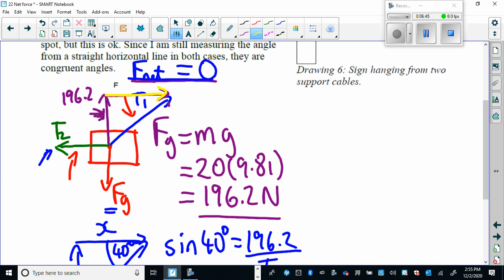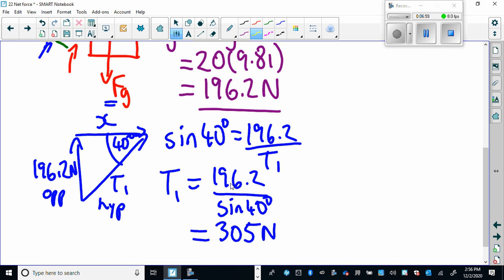In other words, the horizontal component of T1 must be the same as T2, because they have to be equal and opposite so that the sign is not accelerating either to the left or to the right. And that's why I put an X right here, because you can see that that X is actually going to be the same as T2. And now we can again use trigonometry. Now we're talking about the adjacent, so we're going to use cosine.